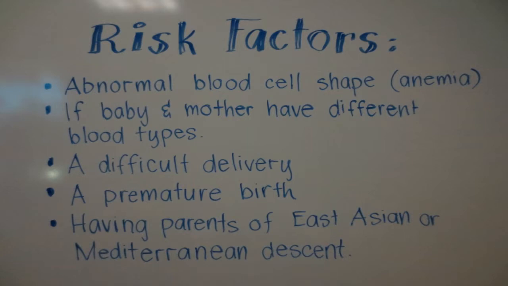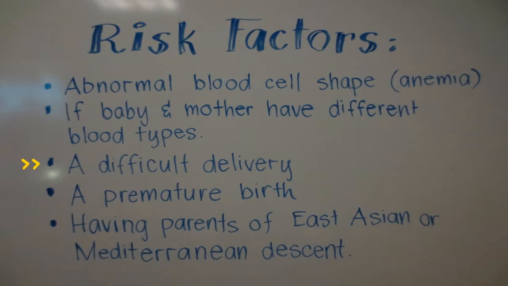Some risk factors include abnormal blood cell shape because it increases the number of red blood cells that need to be replaced in the body. If a baby and mother have different blood types, because the baby may have received antibodies through the placenta that causes his or her blood cells to break down more quickly.